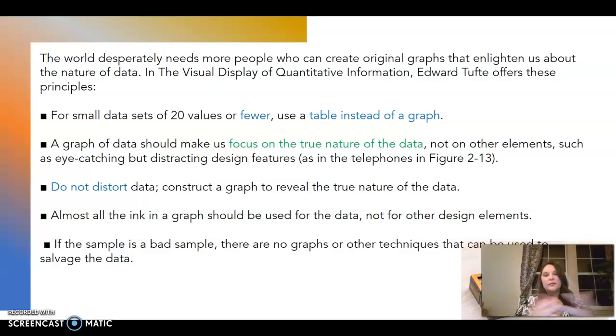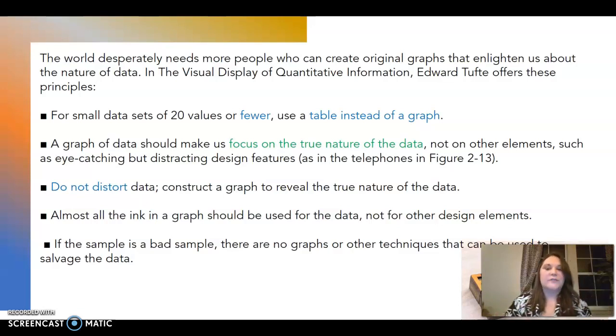And so the author has these closing thoughts. The world desperately needs more people who can create original graphs that enlighten us about the nature of data. In The Visual Display of Quantitative Information, Edward Tufte offers these principles. If you have a small set of data of 20 or fewer, use a table. Let the numbers speak; that's enough numbers for people to try to analyze themselves.